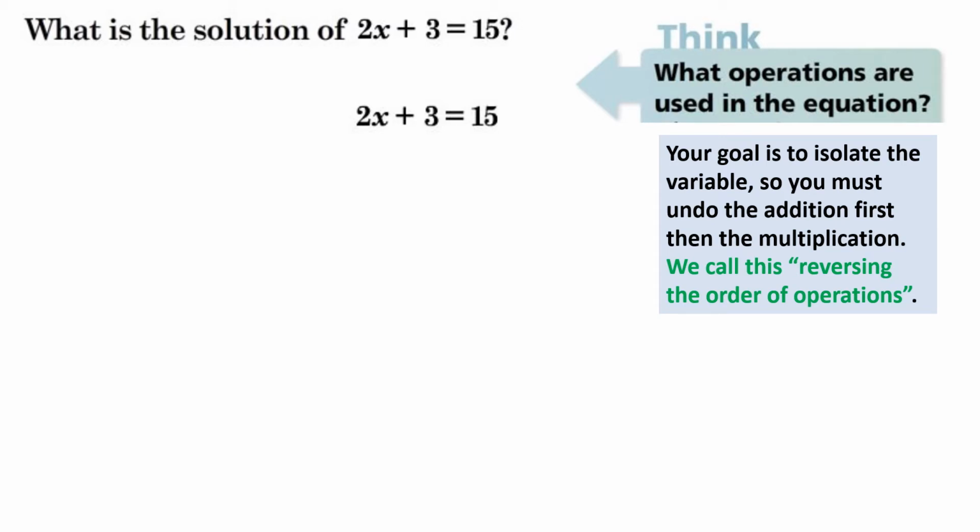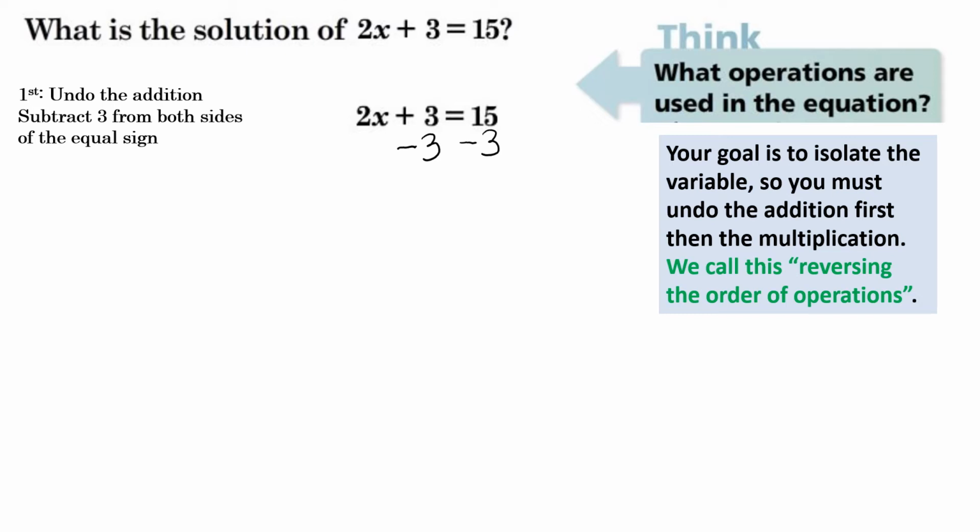So 2x plus 3 equals 15. First step, undo the addition and subtract the 3 from both sides. We've got to get rid of this before we can even isolate that x. So this is going to be canceled out, then we're left with 2x equals 15 minus 3. That process that I just did is really just simplifying by combining like terms.